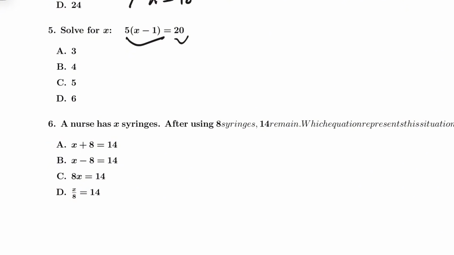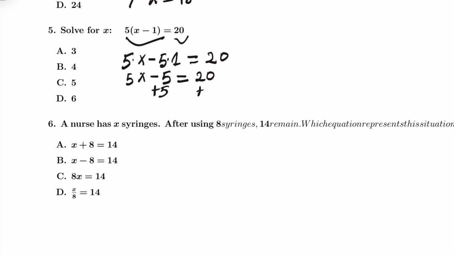So let's set that up. 5 will multiply x minus 5 multiply 1. So this is the distributive law, right? Equal to 20. Now let's simplify that. 5 times x is just 5x minus 5, which is equal to 20. Now we have two terms on the left hand side and one term on the right hand side. Now we have to eliminate the term that doesn't have x, which is -5. We eliminate it by adding 5 on both sides, right? So we are left here with 5x is equal to 25.